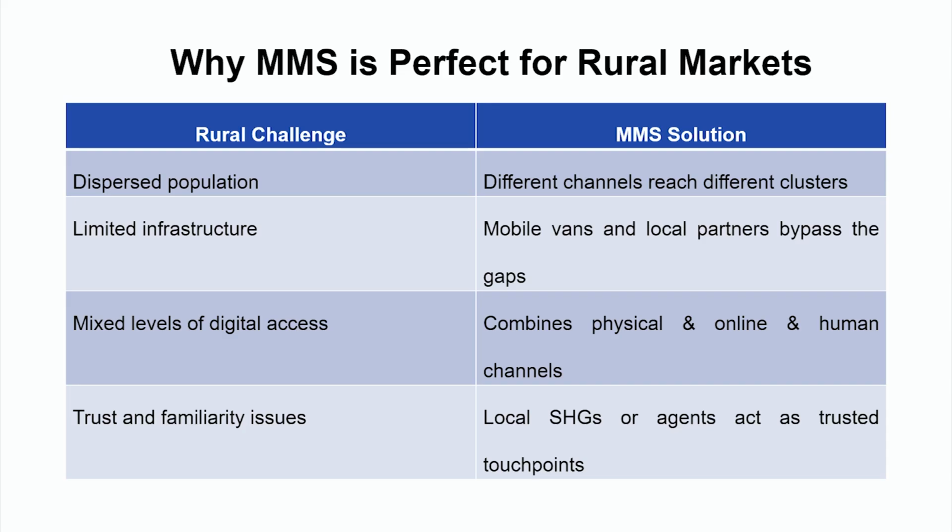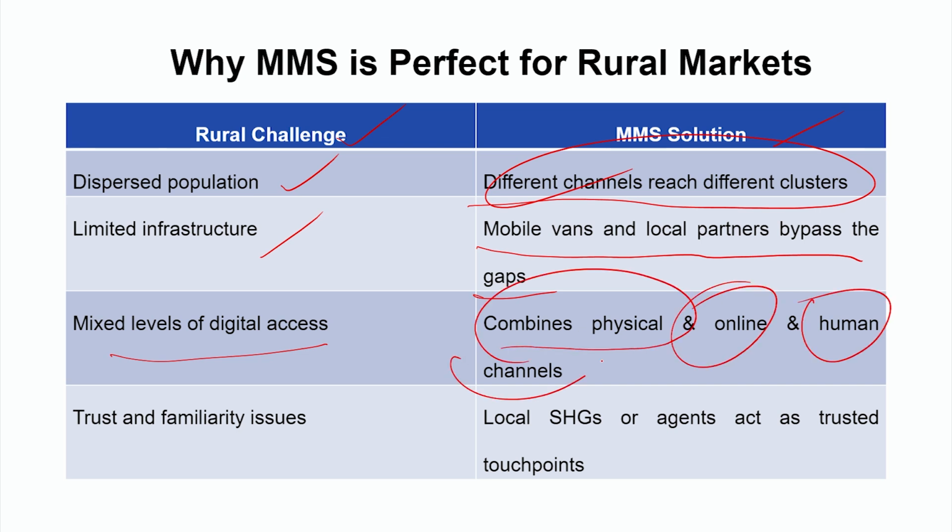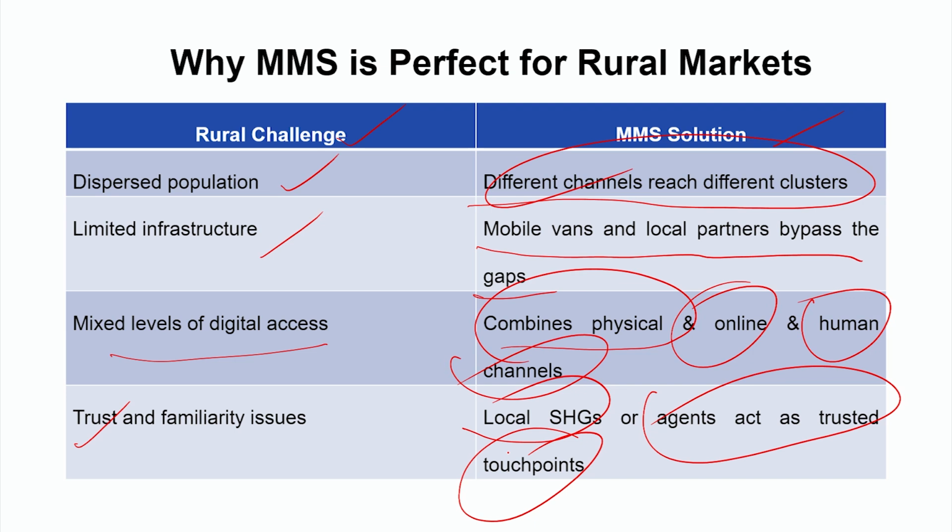Why should we use MMS? There is a challenge and there is a solution. First is dispersed population, as we have just mentioned. Different channels reach different clusters. Vans are reaching one place, agents are reaching another place, the NGOs are reaching a third place. So, it is going to sort out. Limited infrastructure: the answer is mobile vans and local partners bypass the gaps. Mixed levels of digital access: the answer is combining physical, online and human channels. The salespersons are there, sales representatives are there. Trust and familiarity issues: it is sorted out. Local SHGs are there. Agents act as a trusted touch point because they are people from your same society.